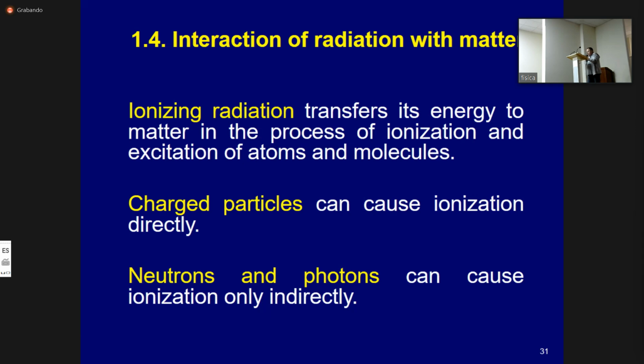Therefore, the interaction with matter is divided into two main types. Charged particles directly ionize the medium they pass through, while uncharged particles and photons can only cause ionization indirectly, through secondary charged particles. The interaction of neutrons with matter is so weak that it is not taken into account.